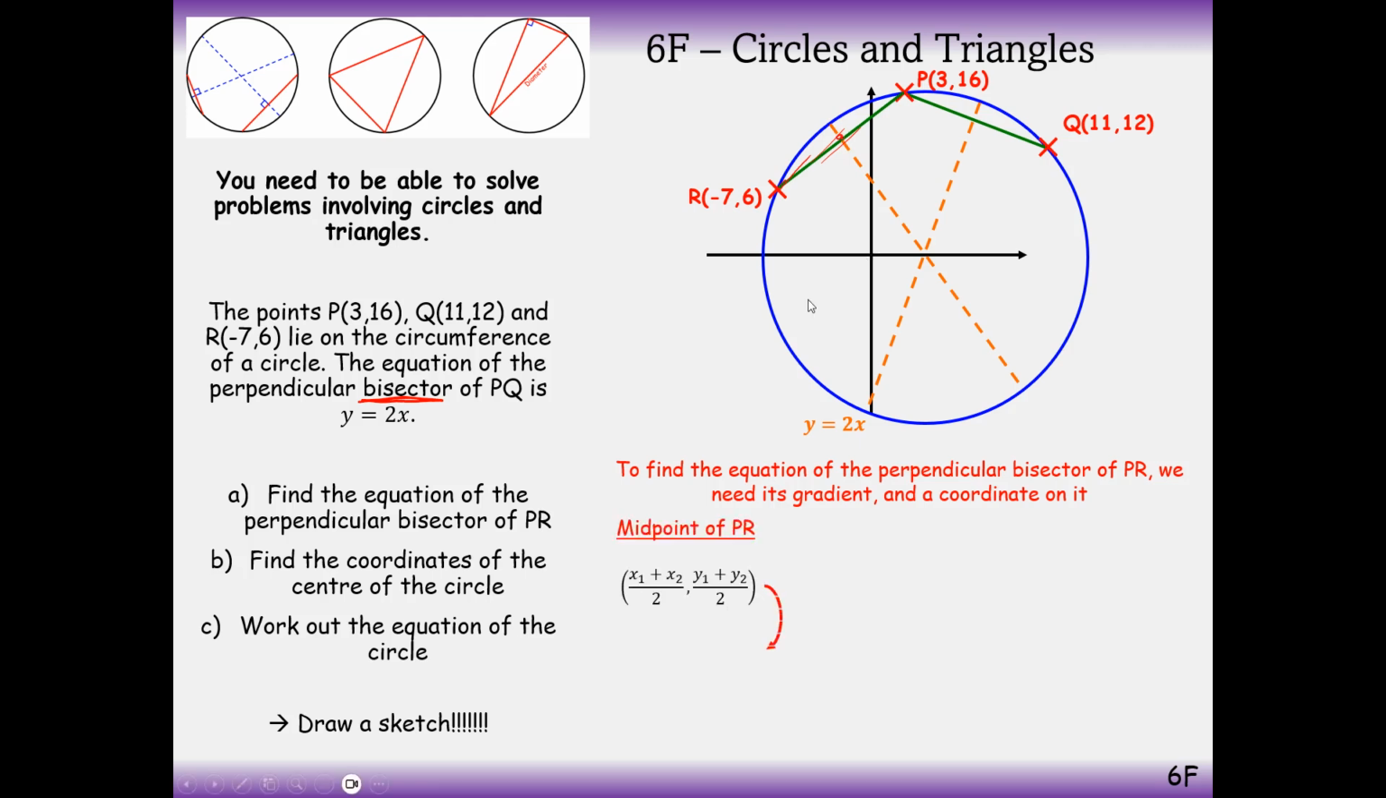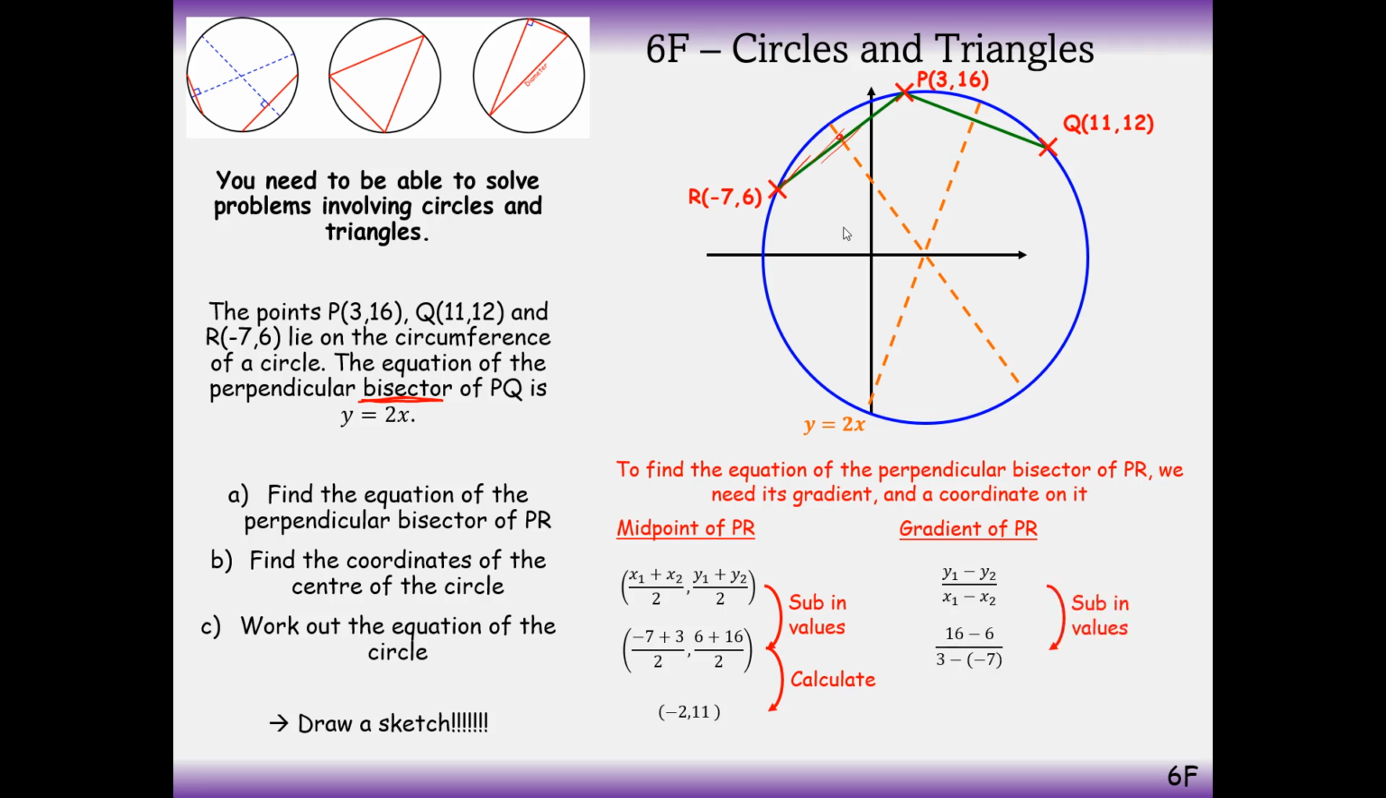Finding the equation of the perpendicular bisector of P to R involves figuring out its midpoint as well. That's why we're going through the midpoint formula here. The midpoint of P to R is minus 2, 11. Geometry-wise, it makes sense for it to be minus 2 and 11 in that quadrant. Then the gradient of P to R is simply dy by dx, a change in y divided by change in x, and we get 1. So the negative perpendicular to it is negative 1. The gradient of the orange line is minus 1.